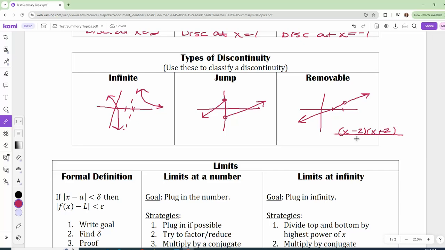That's removable. And the second one, infinite, it won't cancel. We still have a zero on the denominator. That gives us the vertical asymptote. And the last one, what gives us a piecewise, or a jump? Maybe a piecewise.